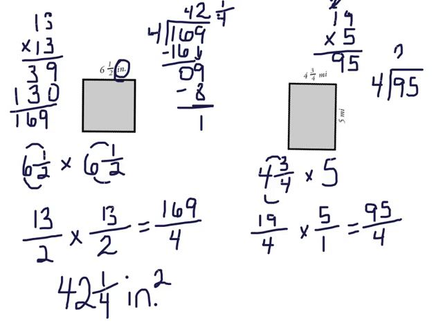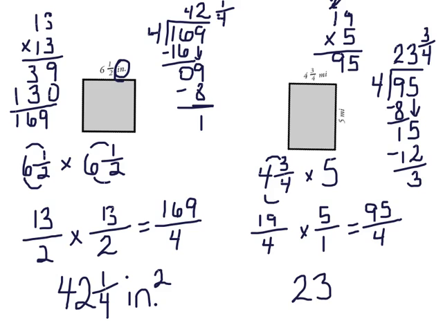4 goes into 9 2 times. 2 times 4 is 8. Subtracting, get 1. Bring down my 5. 4 goes into 15 3 times. 3 times 4 is 12. Subtracting, get 3. My remainder is the numerator, and the divisor is the denominator. And so my final answer here is 23 3/4. And what are we talking? Inches, feet, yards? Oh, it's miles. Miles. And it's squared because we're talking about the area.